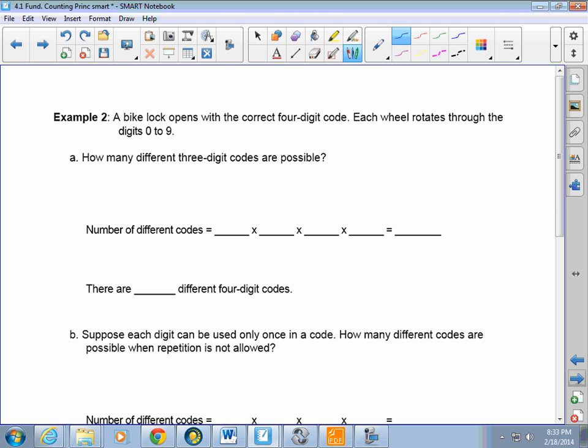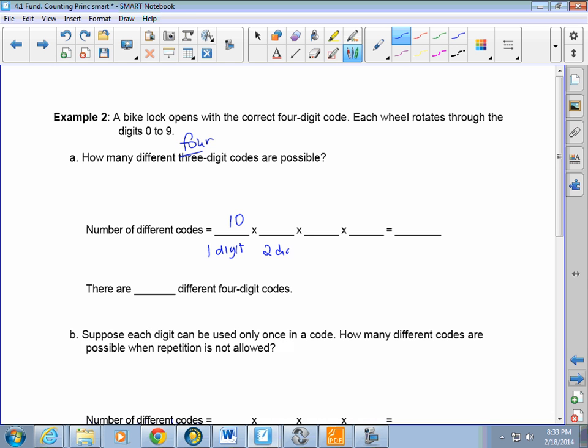So example 2 says a bike lock opens with the correct 4-digit number. Each wheel rotates through the digits 0 to 9. How many different 4-digit codes are possible? Sorry, I said 3-digit, that should be 4-digit codes. So, number of different codes. How many choices do you have for the first digit? Well, you have from 0 to 9, so that means you have 10 choices.